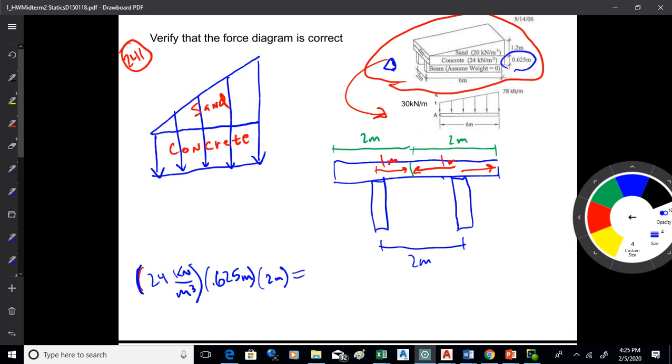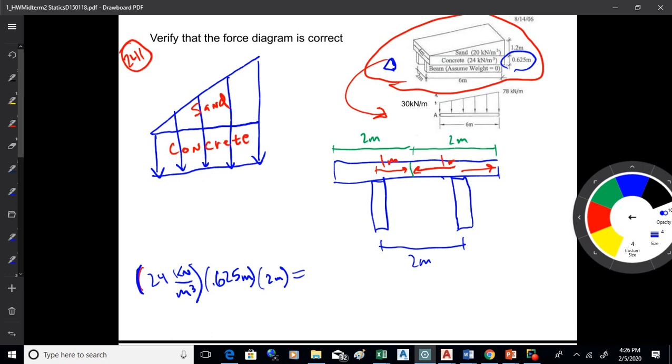Do we want the height or the width or the length? Okay, what we want is the height, which is 0.625, and we want the width for one beam, because we're finding the load per beam. We don't care about the length-wise, and what we're going to find then is a load per meter along the beam.